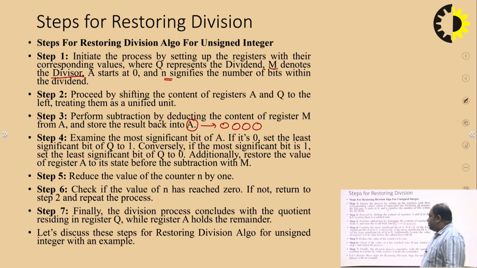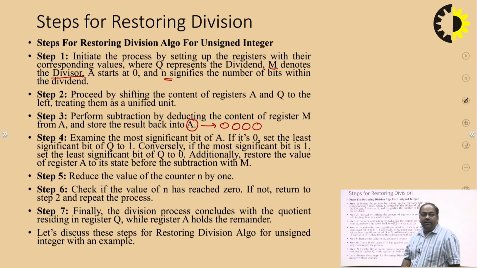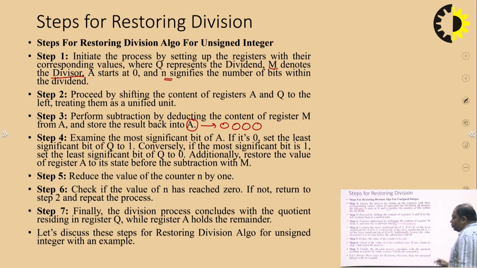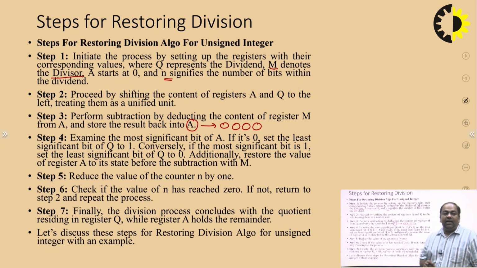In step 5, we decrease the value of the counter n by one. When we complete one step, the counter decreases. It starts with the maximum number of bits the accumulator must have. In step 6, we check if the value of n has reached 0. If it has not reached 0, we return to step 2 and repeat the same process again and again. Finally, we represent the quotient by the value in register Q, and the remainder will hold the value which is in register A.